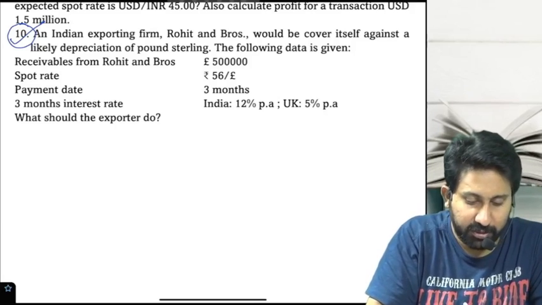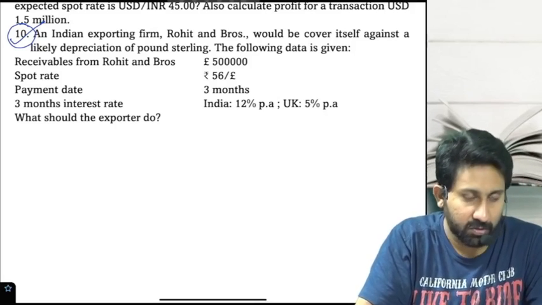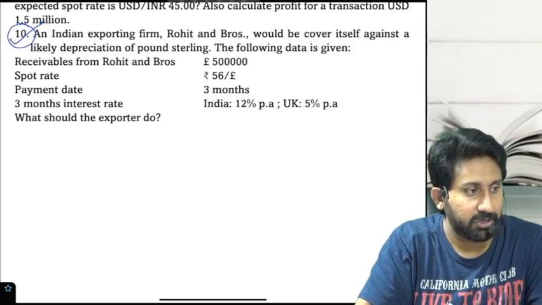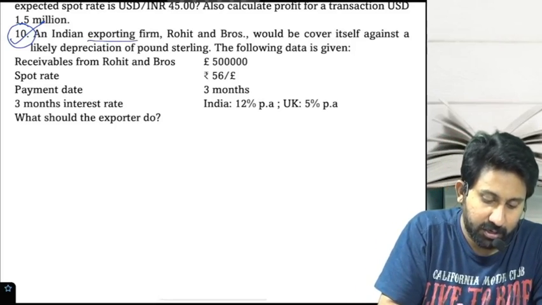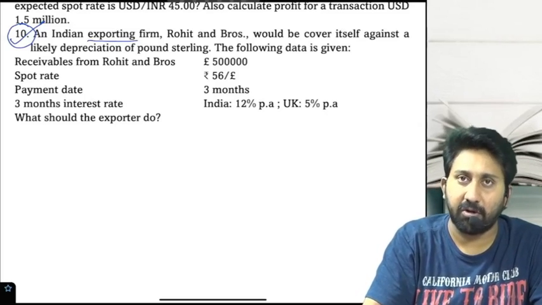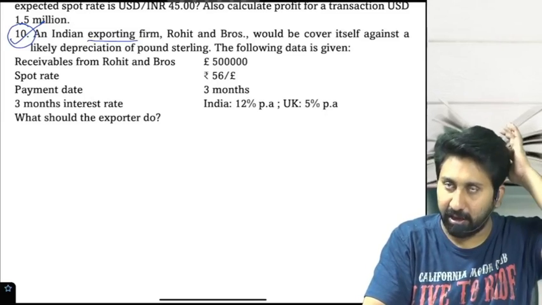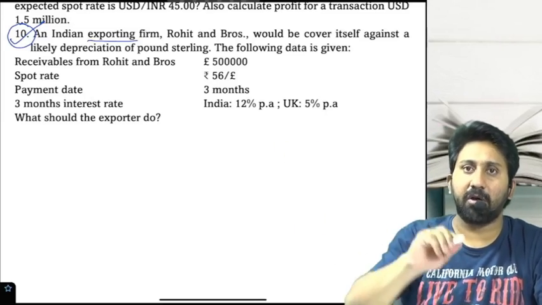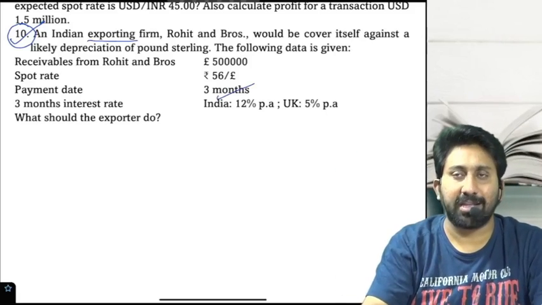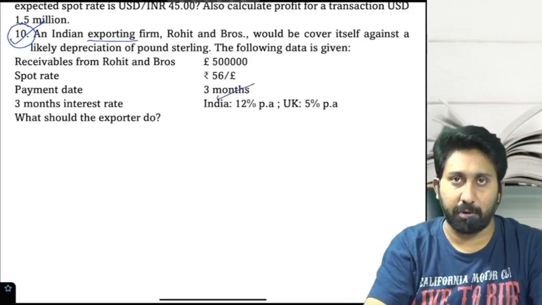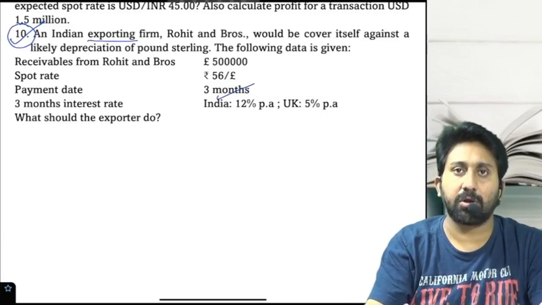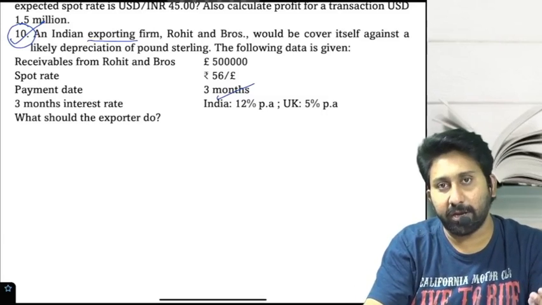An Indian exporting firm, Rohit and Brothers, would be covering itself against likely depreciation of the pound sterling. Exporter, importer, export. An exporter will have a receipt. Therefore, they have a fear of a likely depreciation of the pound. They have to receive in pounds. After how many months? 3 months. By the time they receive it after 3 months, they think there will be a fall in pound prices. If there is a fall in pound prices, what will happen? Their receipt will reduce.